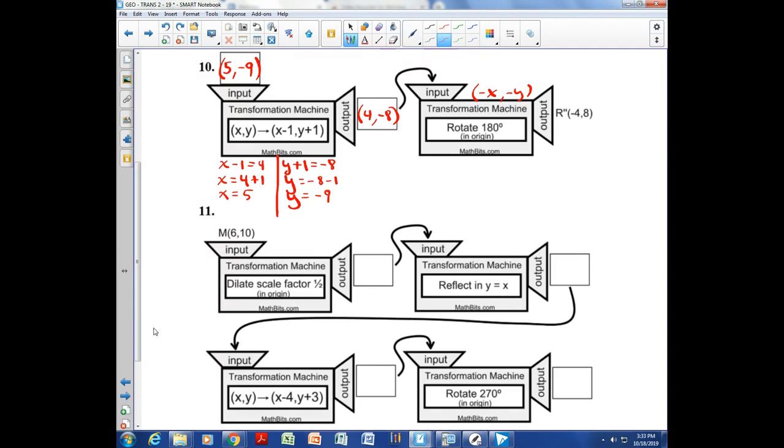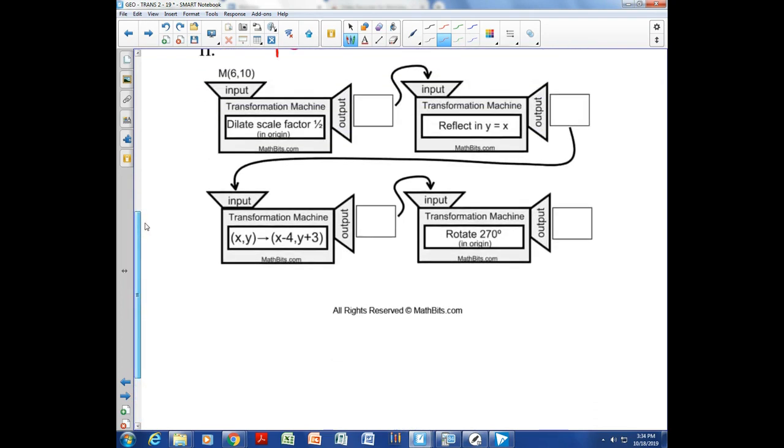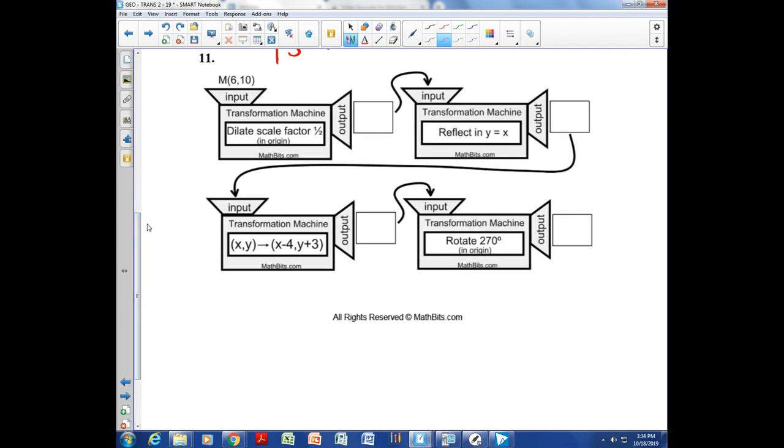Okay, now this huge, monstrous composition, this 4-part composition, I'm going to do as a composition, number 11. Okay, so here we go. We're going to start with point M, and when I write this in composition form, I'm going to put M here on the right side because we work from right to left in compositions.